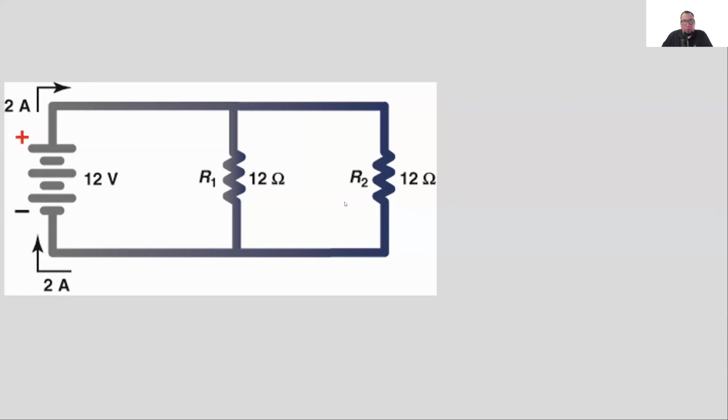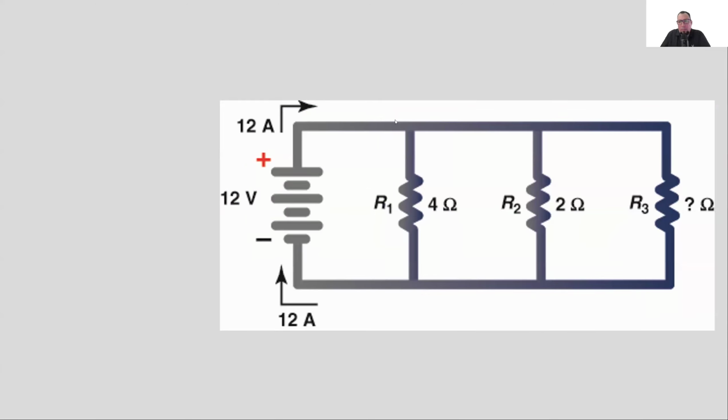As we move on to the next problem, we are looking for R3. That means our voltage is given, our amperage is given, resistor 1 is given, and resistor 2 is given, but resistor 3 is not given. That's what we need to find. So how can we find this? We can work backwards in a sense with amperage.